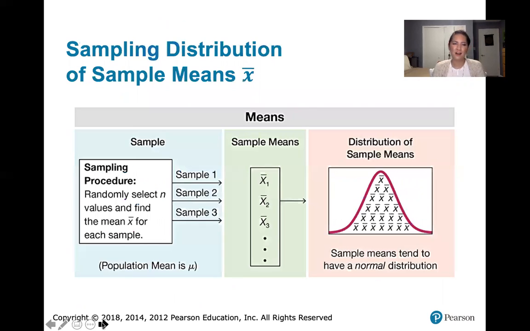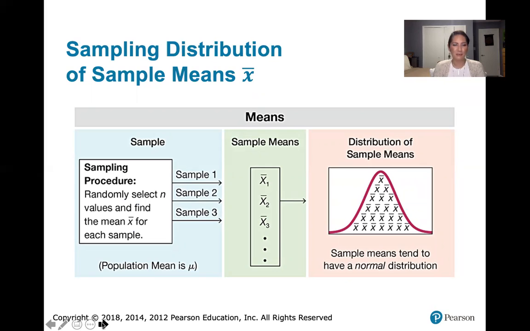Now, in order to talk about the difference between two population means, we need to talk about the distribution of the difference between two sample means, and that requires going back to what we know about the sampling distribution of sample means x bar. We initially talked about this in lesson 6.3 when we talked about sampling distributions. So remember how this works.